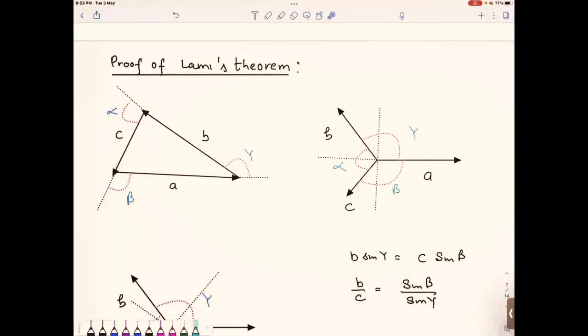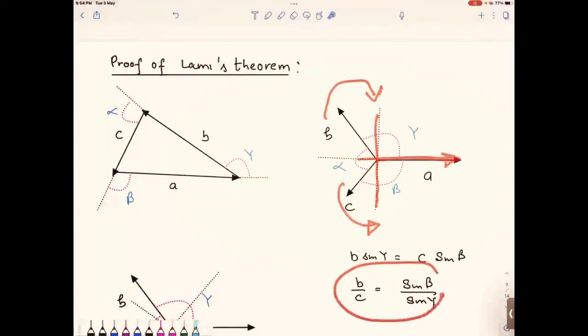So I have redrawn this diagram as co-initial vectors, and here we can see. And how to write the equation? If we have to find the relation between the magnitudes of two vectors, how do we proceed further? We can just take the components of two vectors perpendicular to the third vector. Like this is the vector A. In the perpendicular direction of vector A, there will be no component of A. So we'll get the component of vector B and the component of vector C as balanced. And from here we get the relation like this.